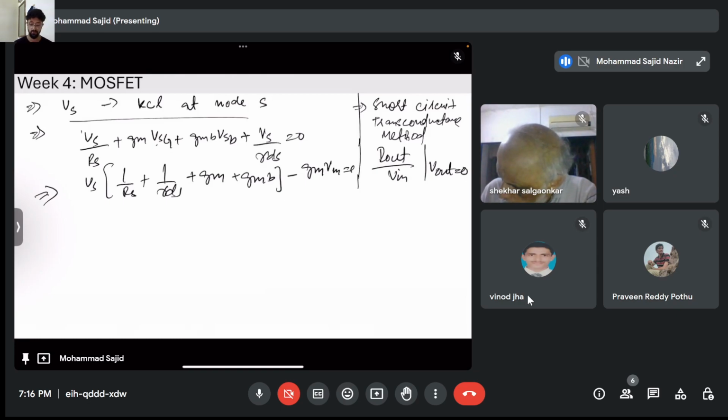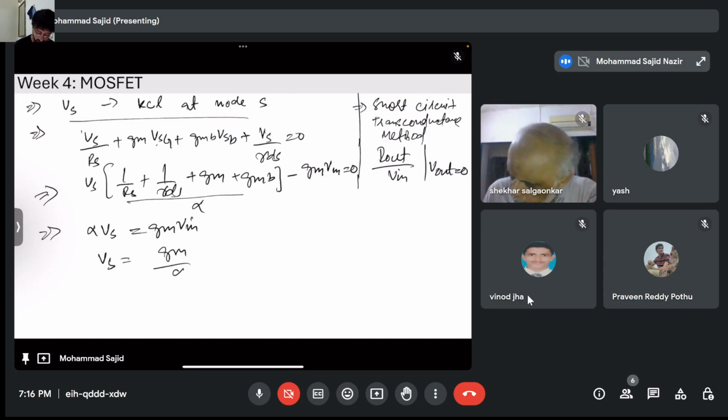Okay. From this equation, I can write Vs in terms of V in. Let's denote it as alpha. So this will be alpha times Vs is equal to Gm V in. So my Vs is Gm by alpha V in, right? So now from the previous part, I need to replace Vs by this term.